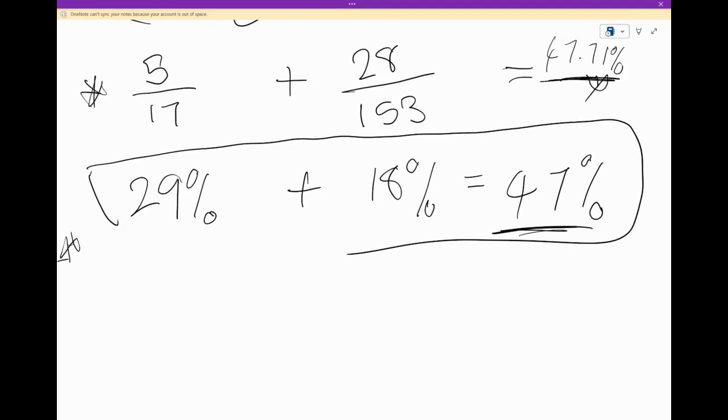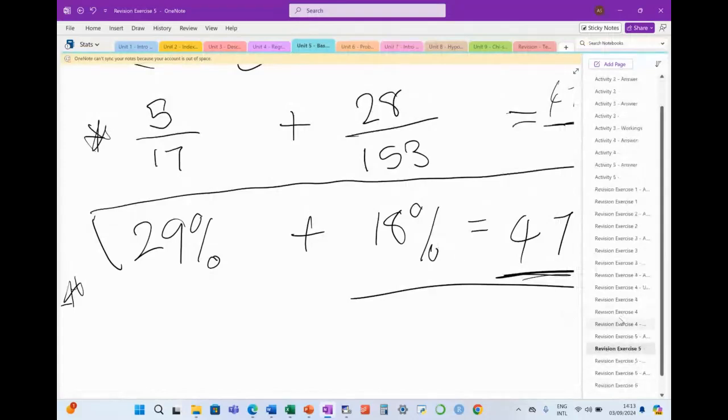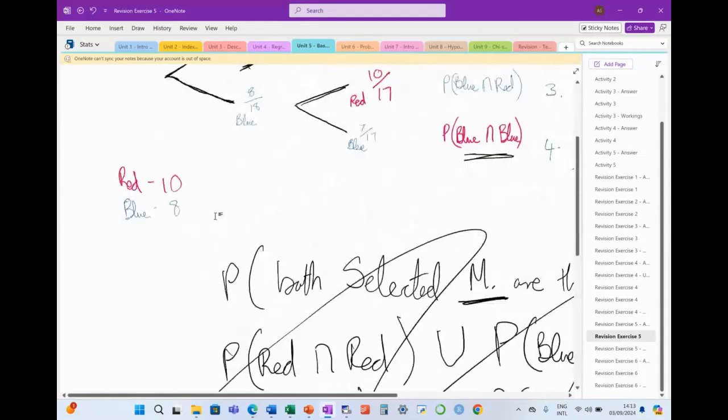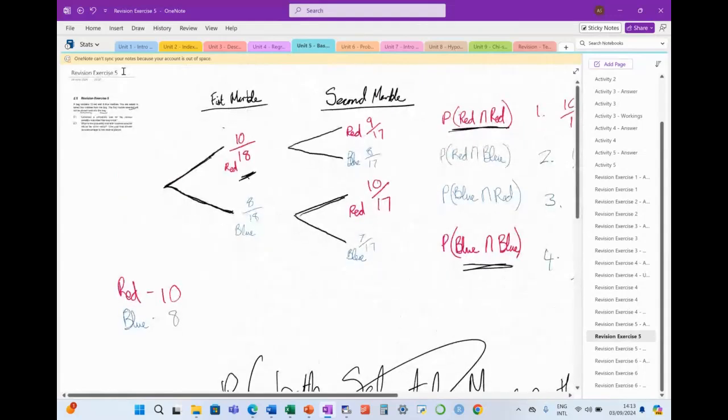Now we go to the last thing that I want us to do for today. I think we can get through it. It's revision exercise 6. So if we can quickly open up revision exercise 6.